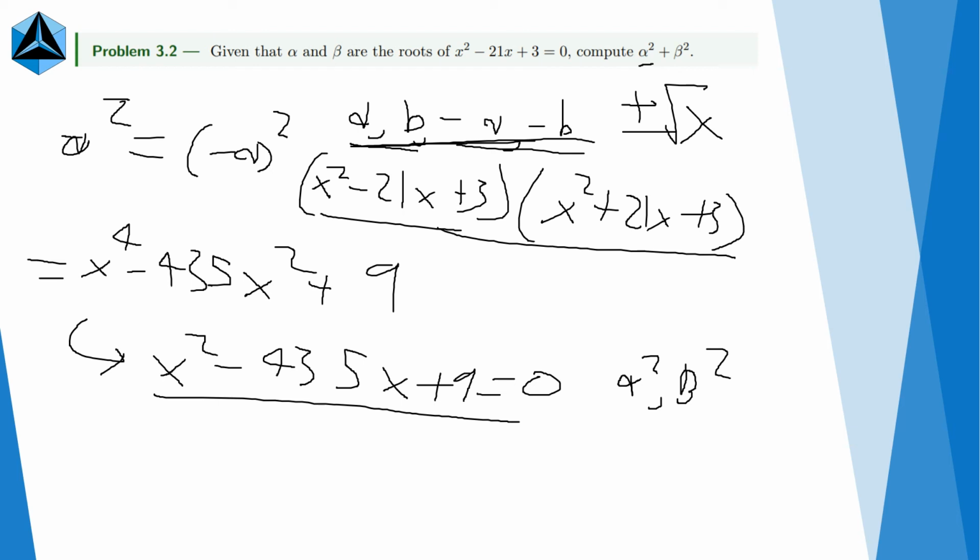So now we can just use these formulas pretty simply. So our answer is just 435. It's a miracle that this works, but it does. And it's probably way easier to just use Vieta's formulas. But this is a cool application of polynomial transformation. It requires some ingenuity. So it's pretty cool.